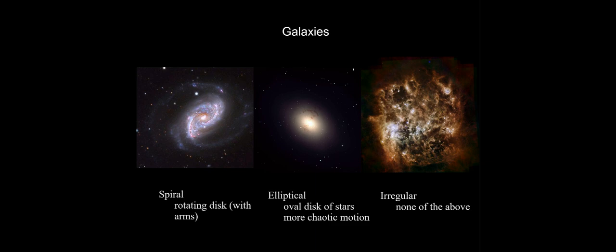So there's three different types of galaxies. The spiral galaxy, which is what the Milky Way is, has those arms kind of curving out. So there's like columns of stars that are coming out and curving around the center. So this is a rotating disk.